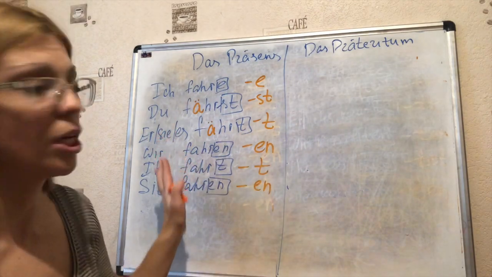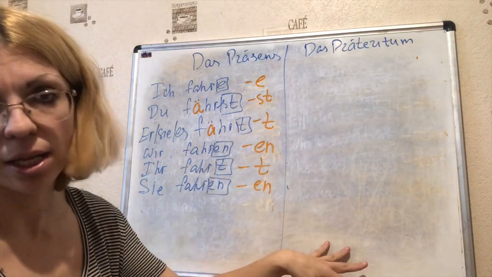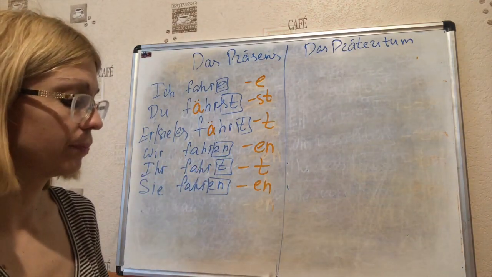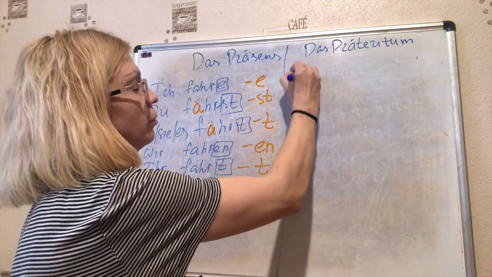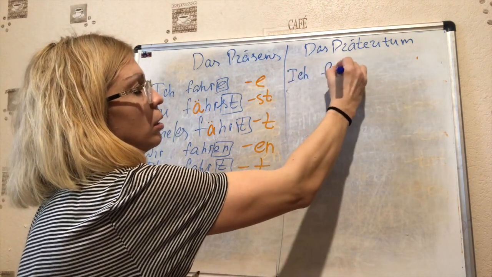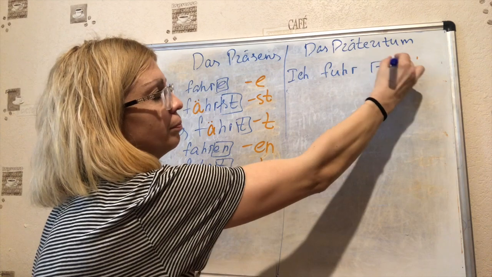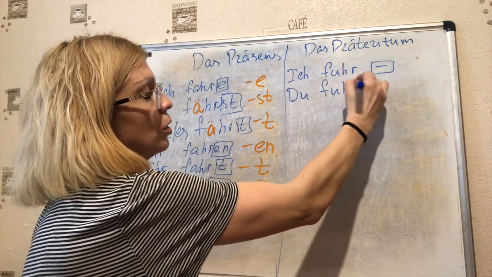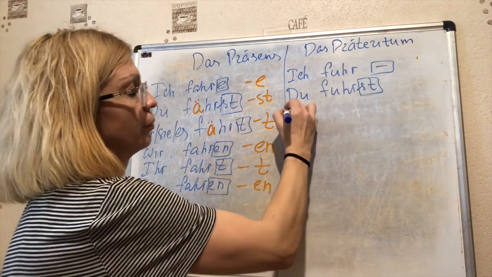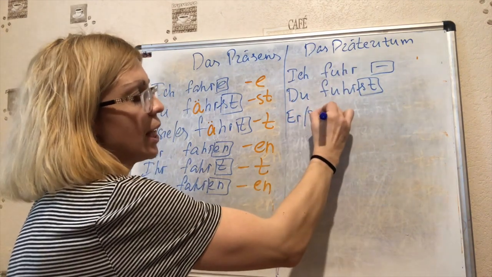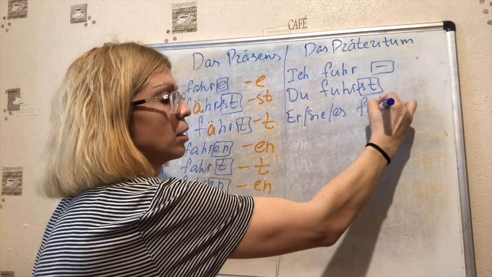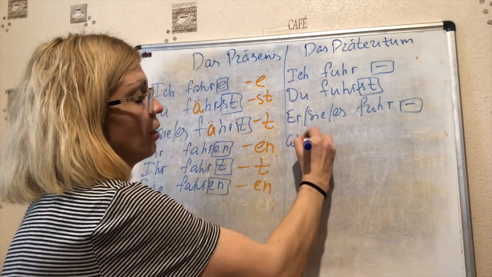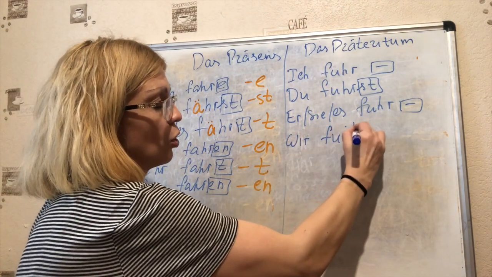And let's conjugate the verb to go in the past tense. I remind you that it's a strong verb, it's an irregular verb, okay? Okay, I went. Ich fuhr. There is no ending. Du fuhrst. Er, sie, es fuhr. There is no ending. Wir fuhren.